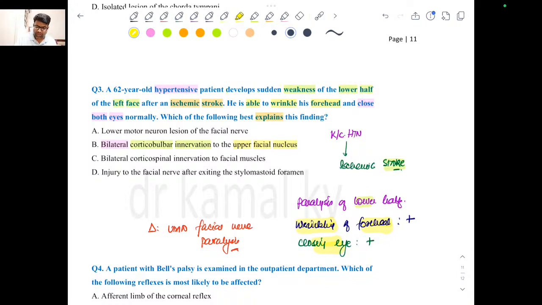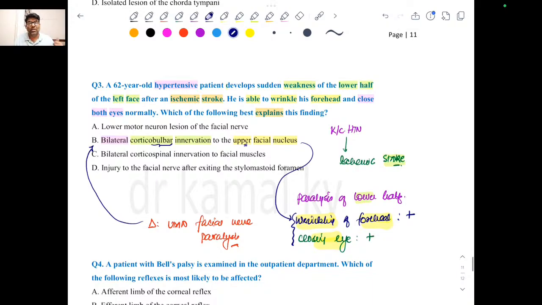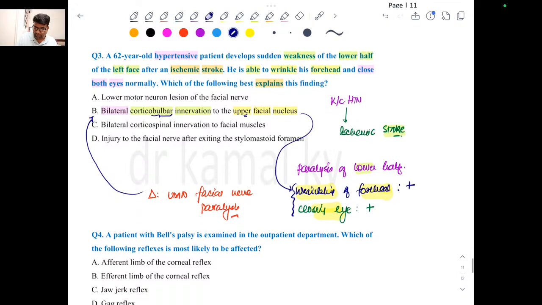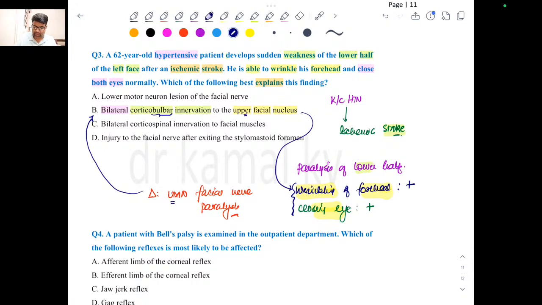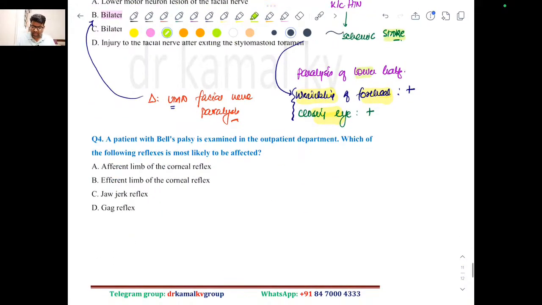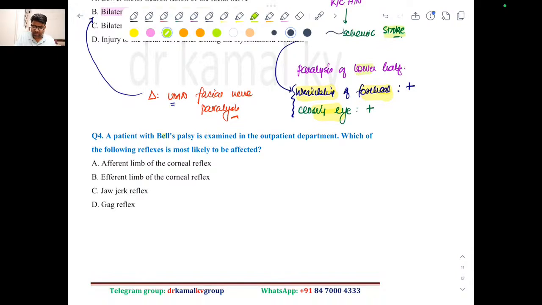So for an upper motor neuron lesion, this is bilateral corticobulbar innervation. Now this is very important: corticobulbar innervation to the upper facial nucleus, and therefore despite facial nerve paralysis, the patient can wrinkle the forehead and can close the eye. So this is in upper motor neuron. Okay, so please remember. Then a patient with Bell's palsy.